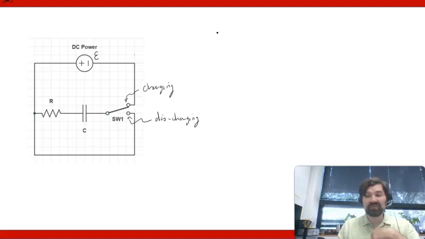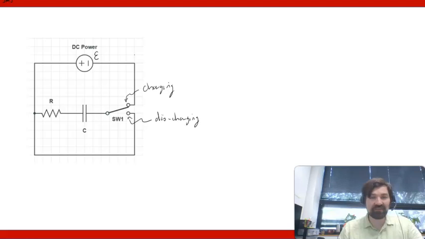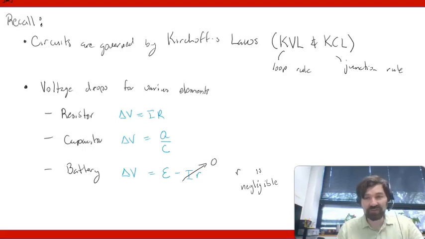And so these are the basis for our analysis of this circuit. So I'm going to call these positions 1 and 0. So these will be positions 1 and 0. We specifically are interested in the loop rule, so Kirchhoff voltage law.